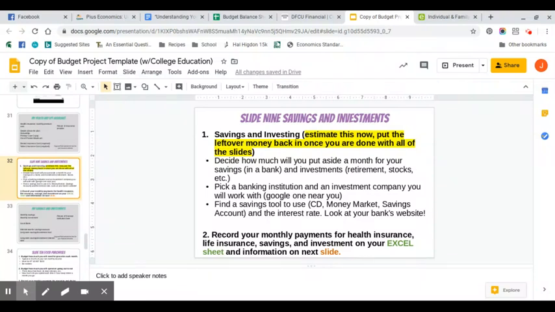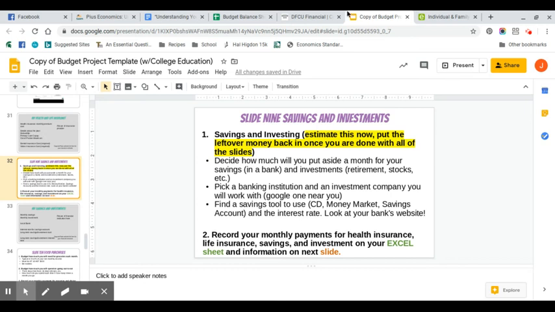Hi, I'm going to help you with slide 9, which is picking out your savings and long-term investments. So the first thing I want to do is show you how to navigate a bank's website. You had to do this for the iLearn lesson, which you should have already completed, but I just want to give you an example.